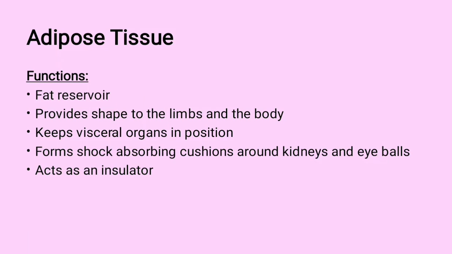The function of adipose tissue is that mainly it serves as a fat reservoir, provides shape to limbs and the body, keeps visceral organs in position, and forms shock absorbing cushions around kidneys and eyeballs. It also acts as an insulator and, being a poor conductor of heat, it reduces heat loss from the body. It means it also regulates the body temperature.